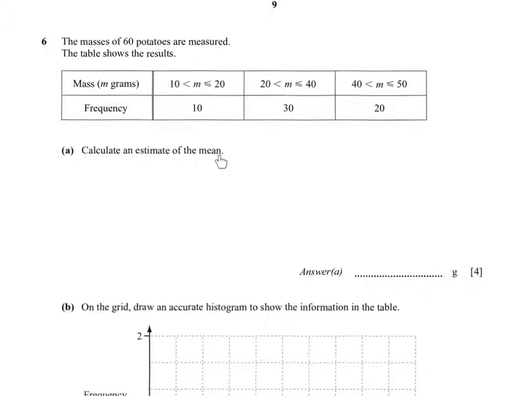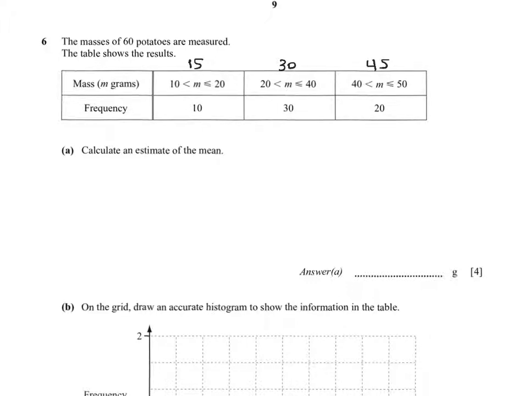How to find the mean for this table, for a frequency table? To find the mean, you must find the center of each group. The first group starts from 10 to 20. To find the center, 10 plus 20, 30, divided by 2, you get 15. So the center for the first group is 15. For the second one, 20 plus 40 divided by 2, you get 30. For the third one, from 40 to 50, so 45.